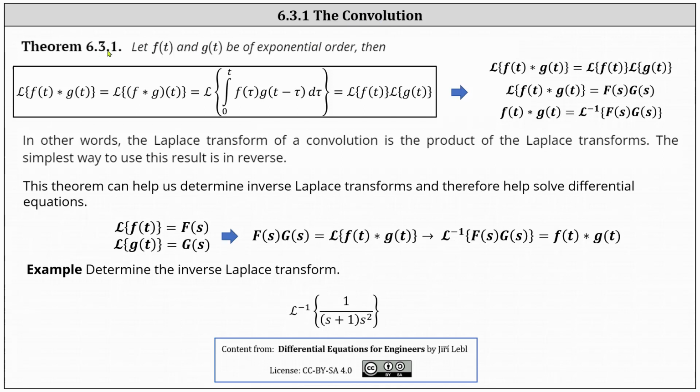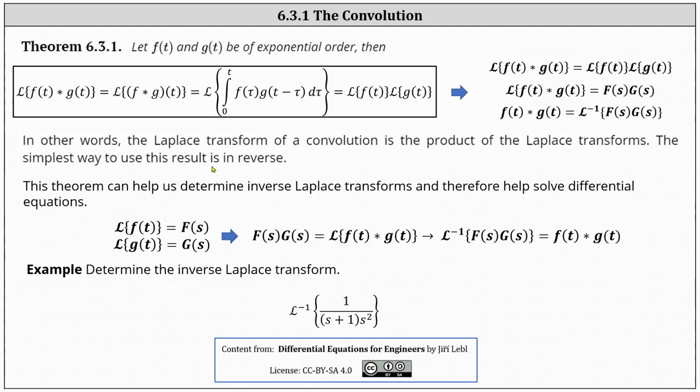Let f of t and g of t be of exponential order, then the Laplace transform of the convolution of f of t and g of t, written in either of these two forms, is equal to the Laplace transform of the integral from 0 to t of f of tau times g of the quantity t minus tau d tau, which equals the Laplace transform of f of t times the Laplace transform of g of t. Notice on the right here we have the product of two Laplace transforms. In other words, the Laplace transform of a convolution, shown here on the left, is the product of the Laplace transforms, shown here on the right.